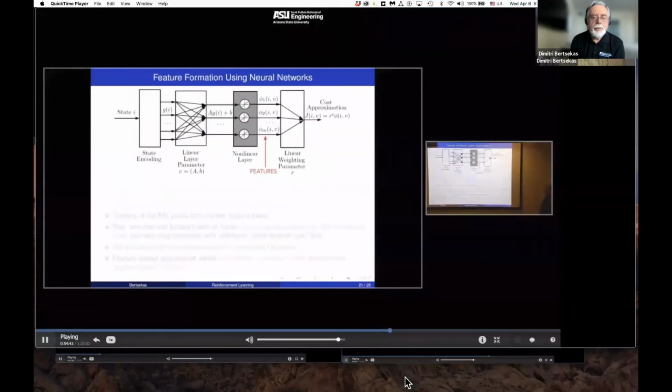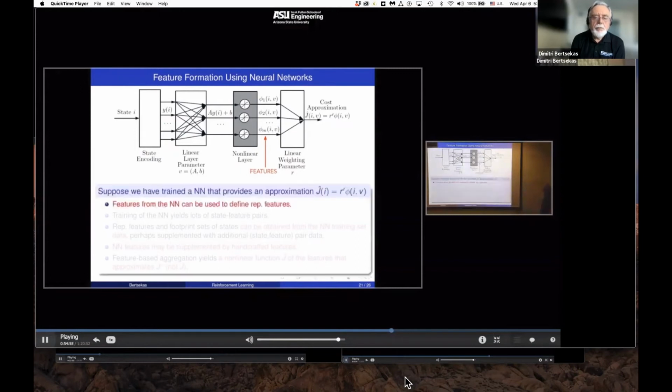Okay, so let me get into the possibility of using neural networks. And this is the big thing about neural networks. Out there at the output, it produces features and produces some kind of a cost approximation by linear combination of these features. So suppose that we have trained a neural network, maybe with one or more policy iterations, and we have obtained an approximation. These features now can be used by discretization to form representative features.